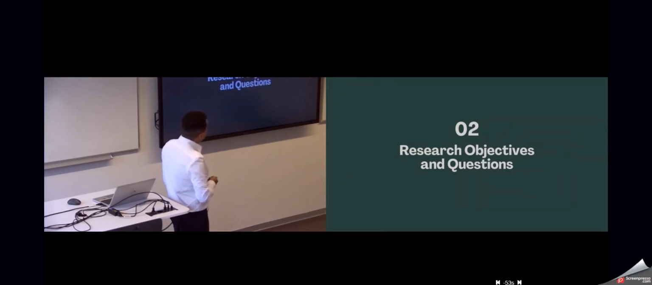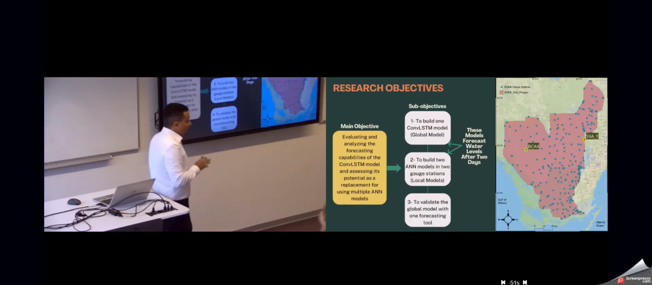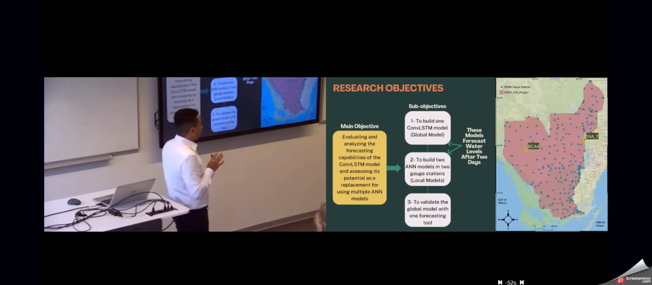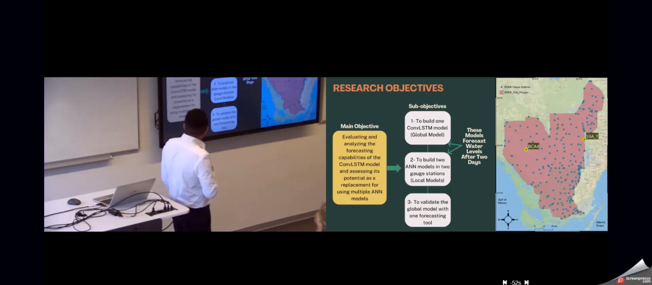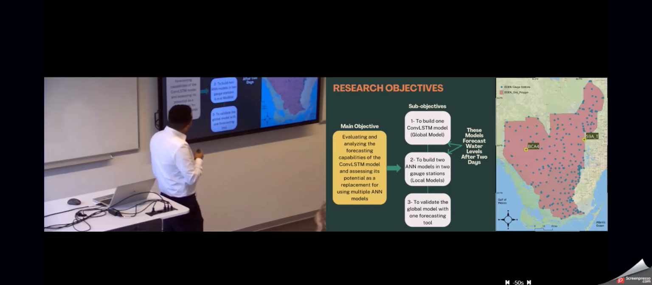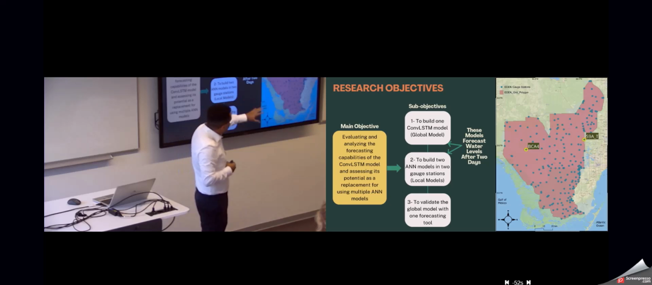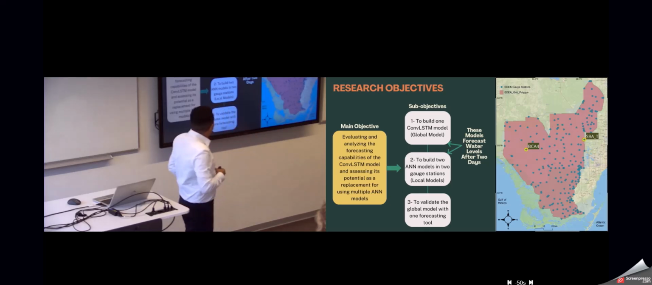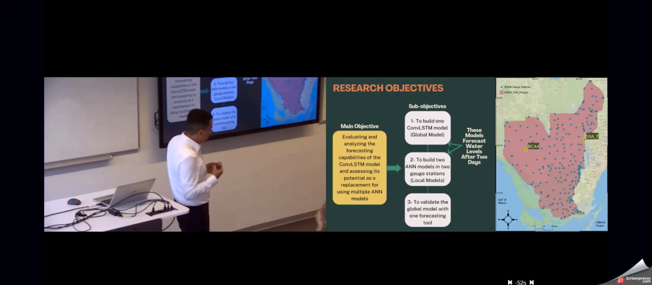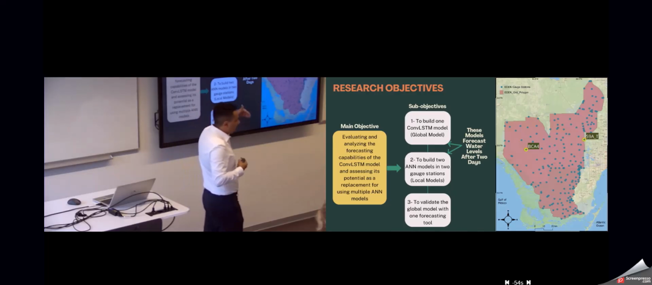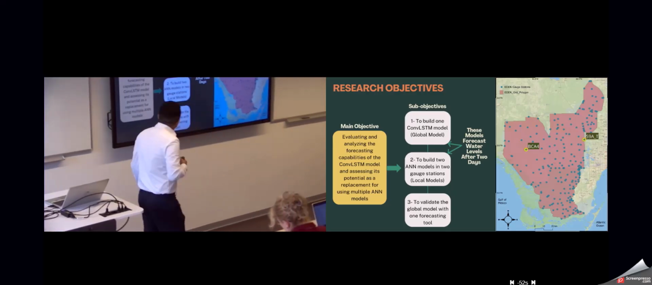So the main objective of this research is to evaluate and analyze the forecasting capability of convolutional LSTM by forecasting the water levels throughout the EDN polygon area, and also to assess the potential of using one convolutional LSTM model instead of using multiple ANN models for each gauge station.